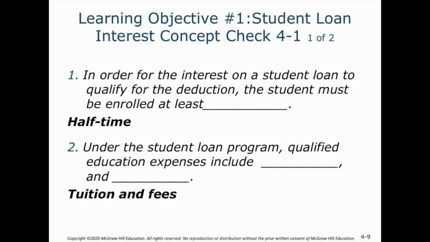Let's take a look at our learning objective 1. In order for the interest on a student loan to qualify for the deduction, the student must be enrolled at least half-time. So for 12 hours for full-time, that's going to be 6 hours. Concept check 2. Under the student loan program, qualified education expenses include tuition and fees, which would be an example of a qualified education expense.